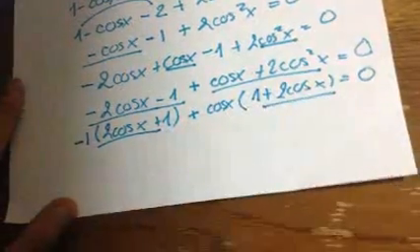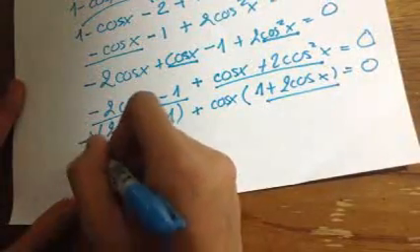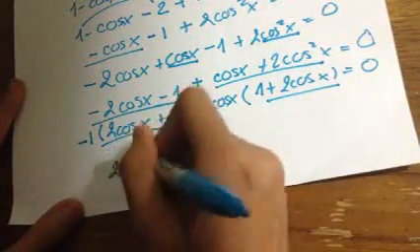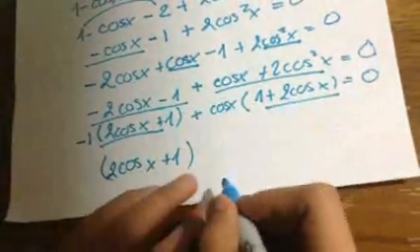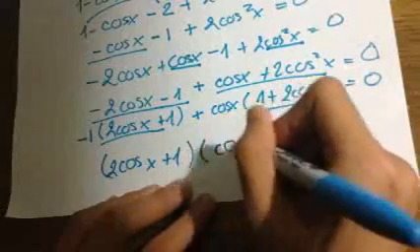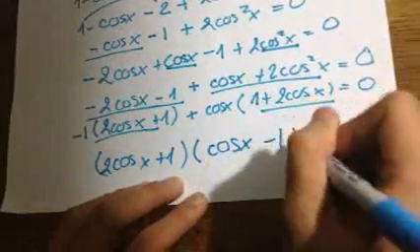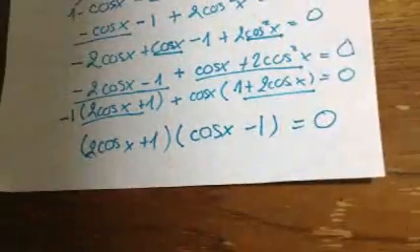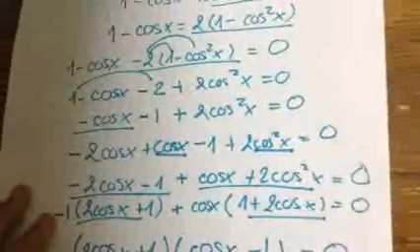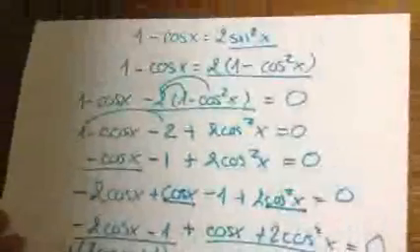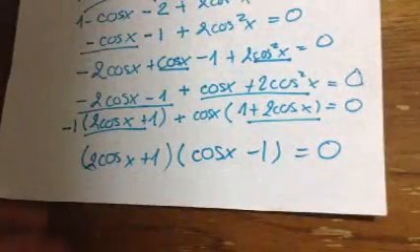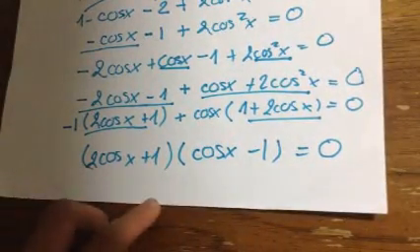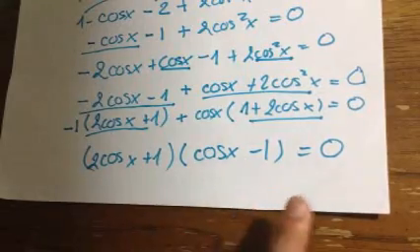This one and this one are the same, right? So we can take it outside, so we have 2 cosine of x plus 1, and the inside we have cosine of x minus 1, which becomes 0. So our equation becomes 2 cosine of x plus 1 times cosine of x minus 1 equals 0.